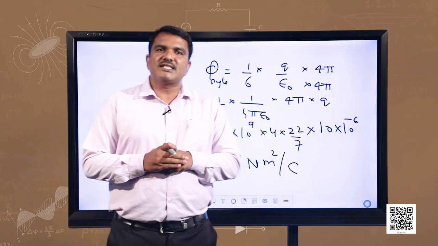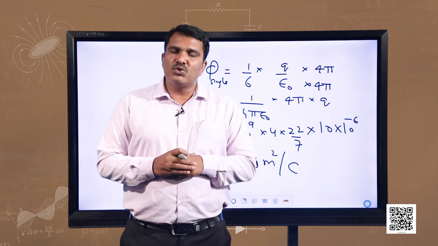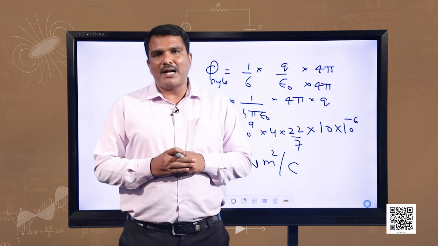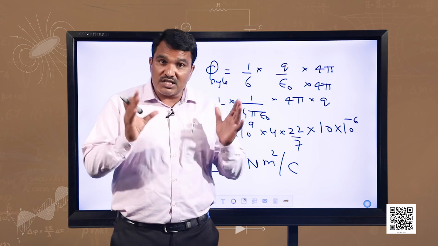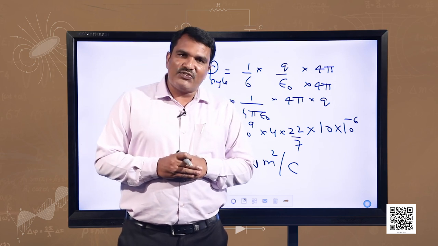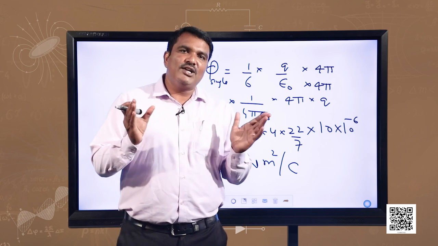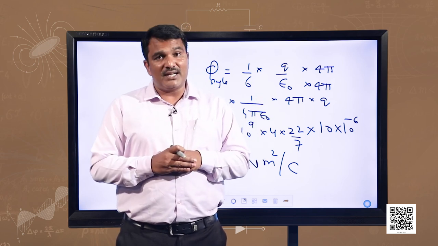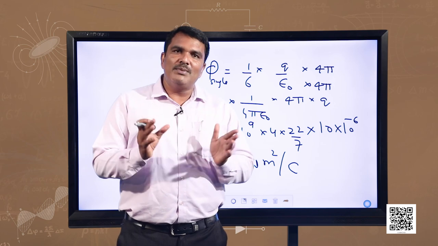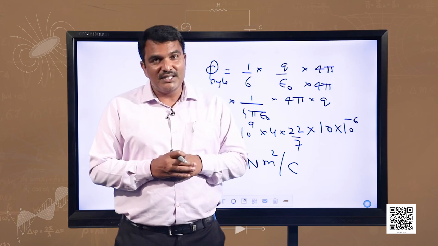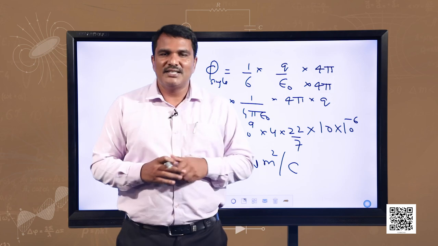In this program, we discussed Gauss's law, which can be used to find electric flux passing through a surface. Can you use this law to find electric field due to a uniformly charged conducting sphere, or an infinitely long straight uniformly charged wire, or due to a uniformly charged infinite plane sheet? Just think over it and try it.